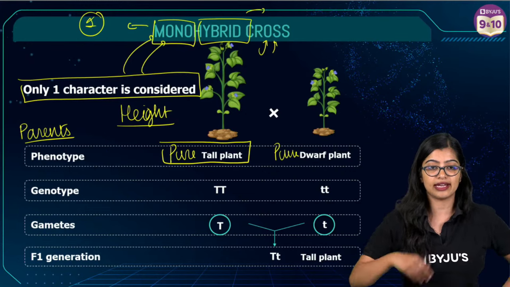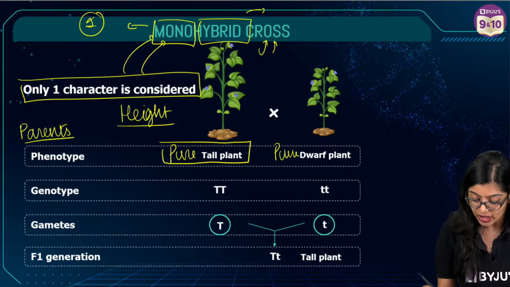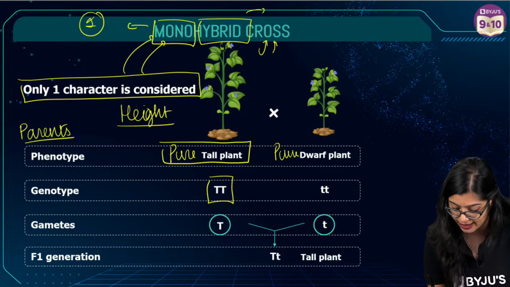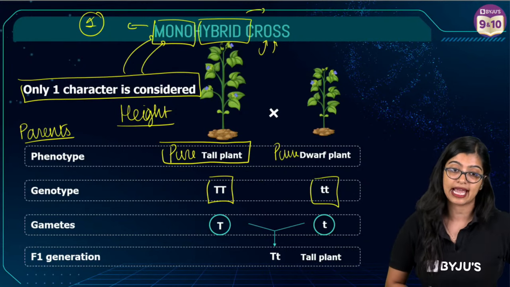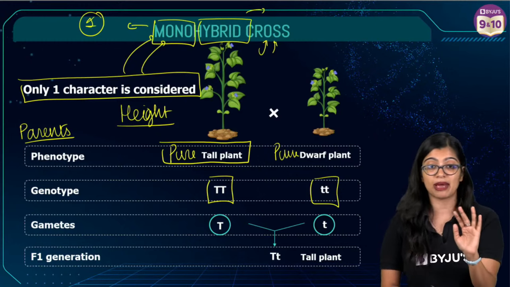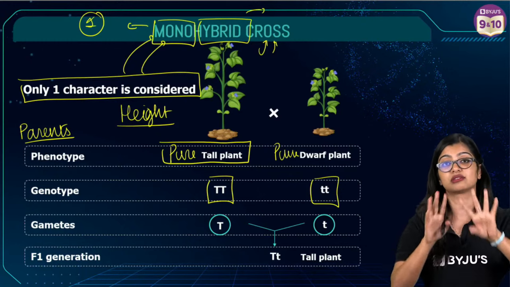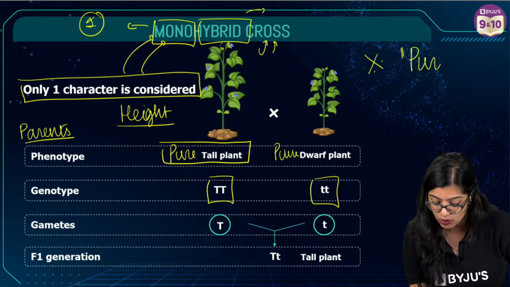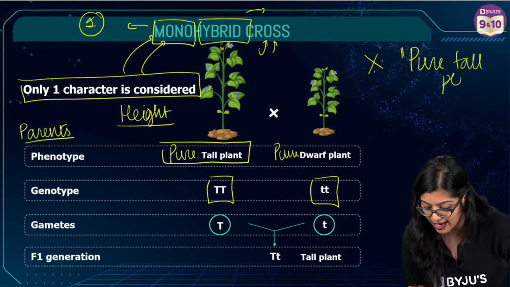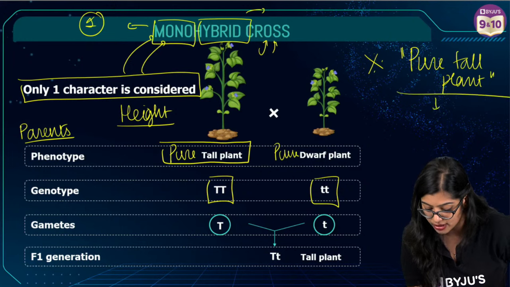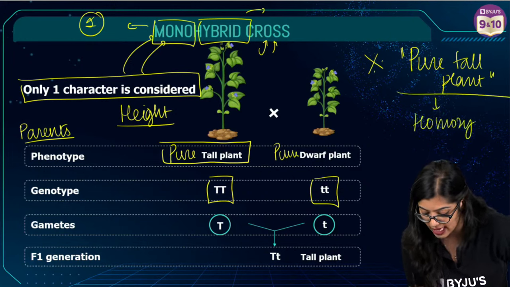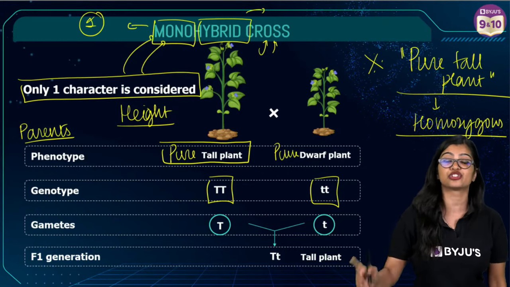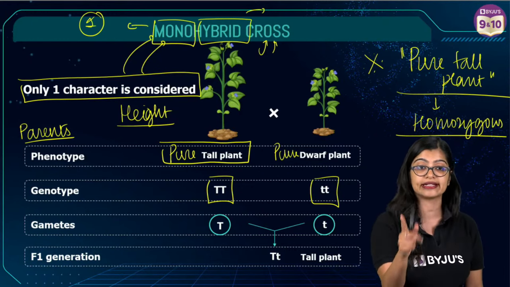Yes, very good, exactly, all tall. So we see that the genotype here is capital T, capital T, and for dwarf, it will be small t, small t. So always remember this, make a star mark whenever in your question they say pure tall plant, write the genotype for a pure tall plant, always write in homozygous condition. All right? Always write in homozygous condition. This is important for you to know on an exam front.